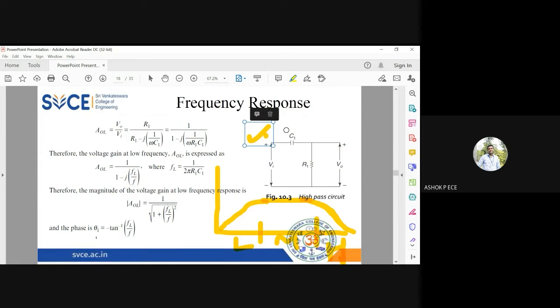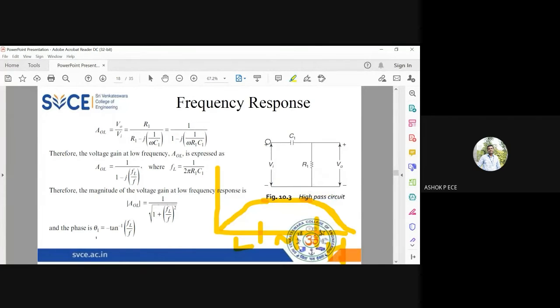At DC, the capacitive reactance value is infinity. Xc is equal to 1 by omega c, correct? So at zero frequency, the reactance is infinity, so the gain is 0. The gain will start at 0. As the frequency is slowly increased, the gain will increase and it will touch the mid frequency where the gain becomes constant. So at low frequency, the circuit will behave like a high pass filter.